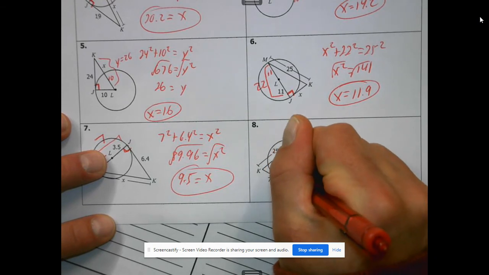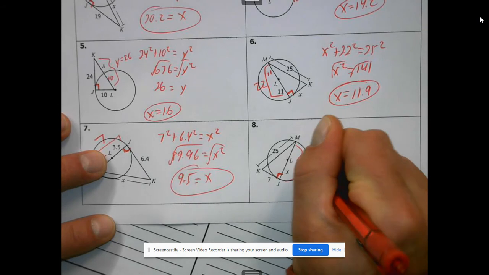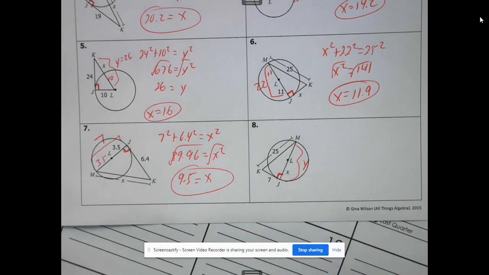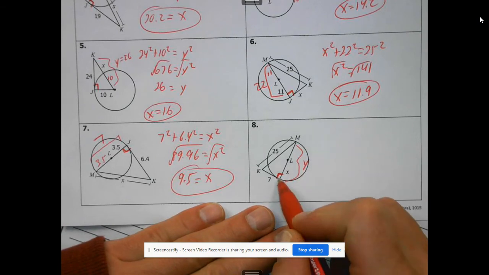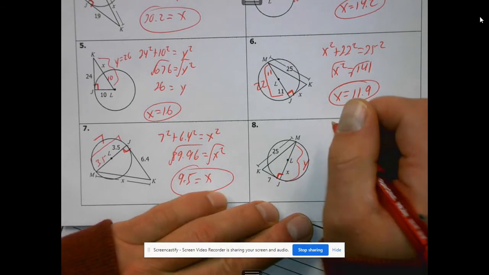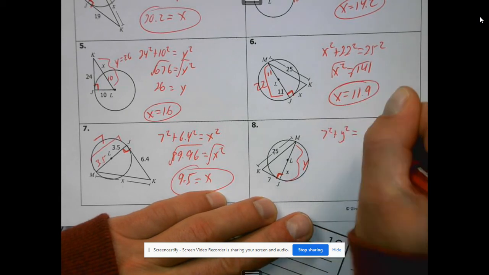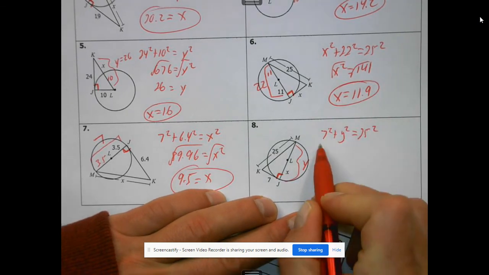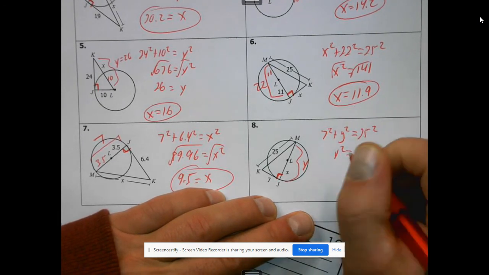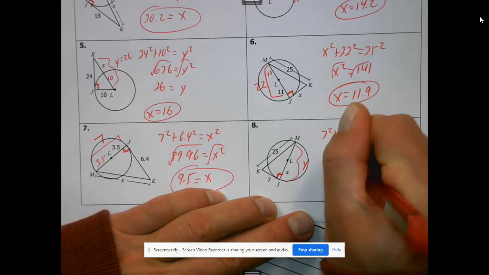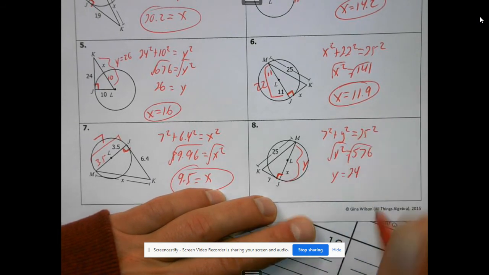90 is angle J. Once again, I'm going to call this entire piece Y. Okay, and I'll show you why once we get all done again, but right now it's called the entire piece Y. Here's my 90, there's the A and the B, there's your C. So we got 7 squared plus Y squared equals 25 squared. Subtract your 7 squared over. That gives me 576, square root that. Comes up to 24.